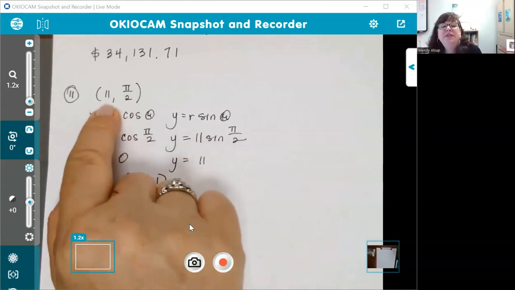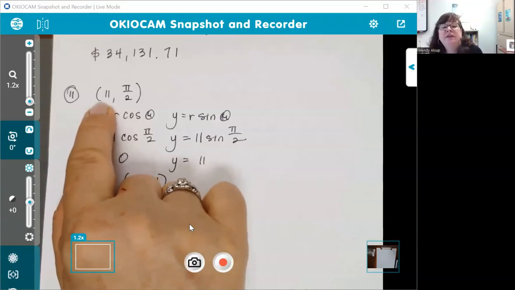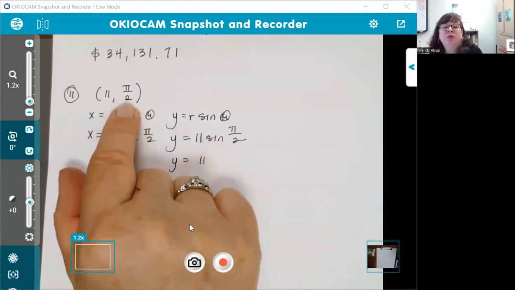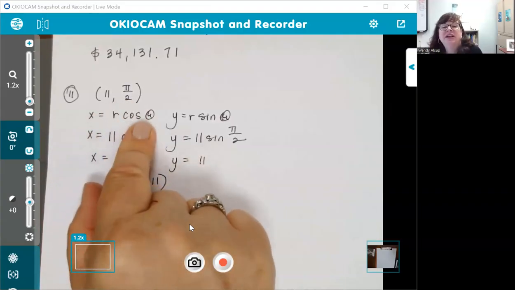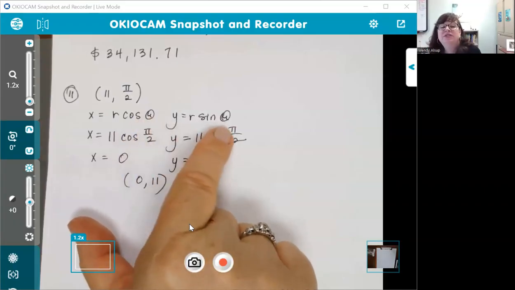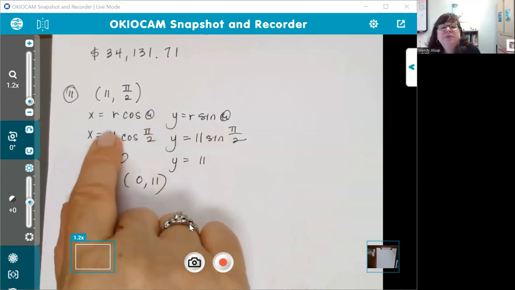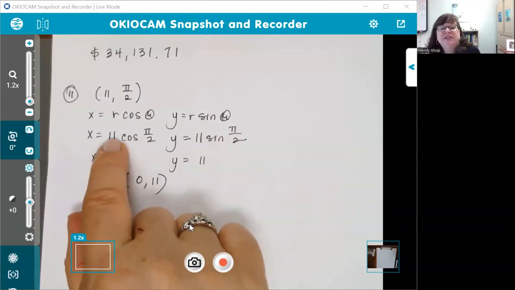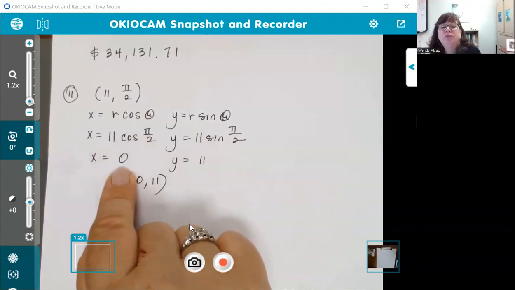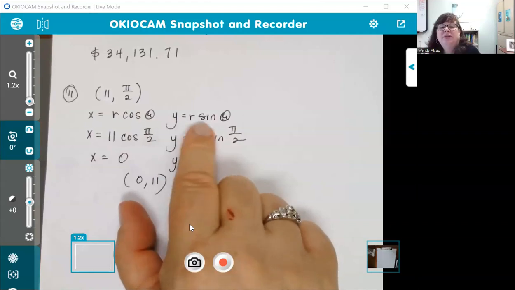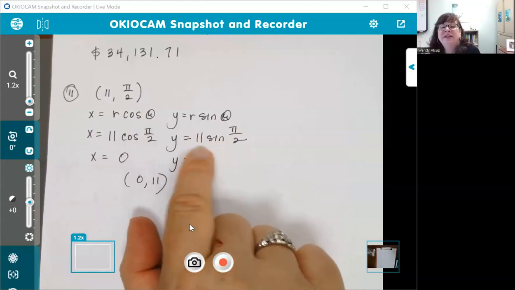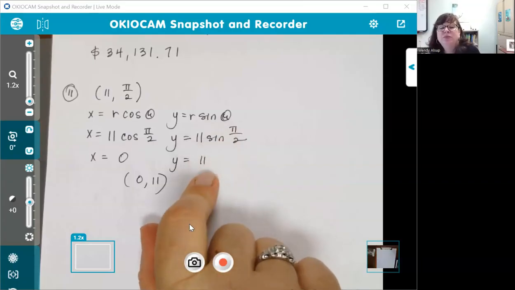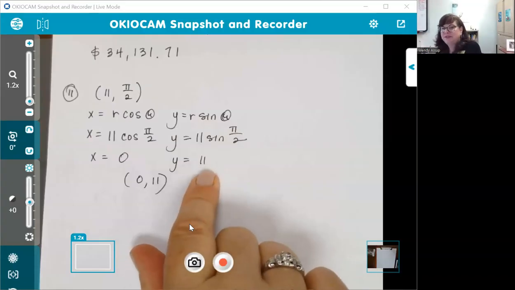I had the polar coordinates, r is 11, theta was pi over 2, and they wanted me to convert these to rectangular coordinates. So I'm going to use the formulas x equals r cosine theta, y equals r sine theta. So x would be 11 times the cosine of pi over 2. The cosine of pi over 2 is 0, so 11 times 0 gives me an x value of 0. Then y equals r sine theta, so y equals 11 sine pi over 2. The sine of pi over 2 is 1, so 11 times 1 gives me 11. And this makes sense if you think about it.